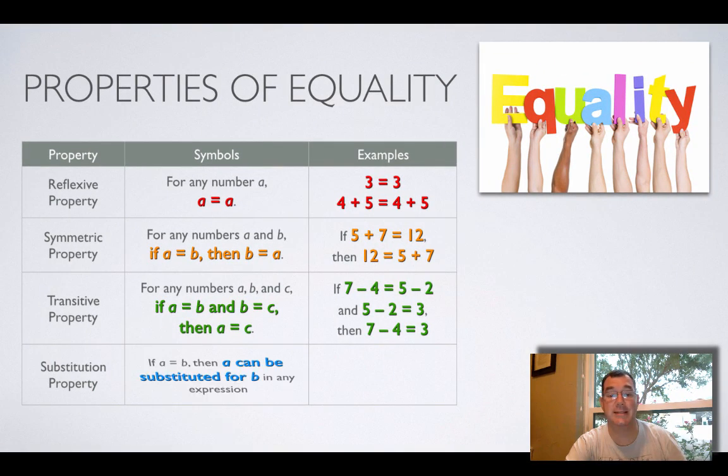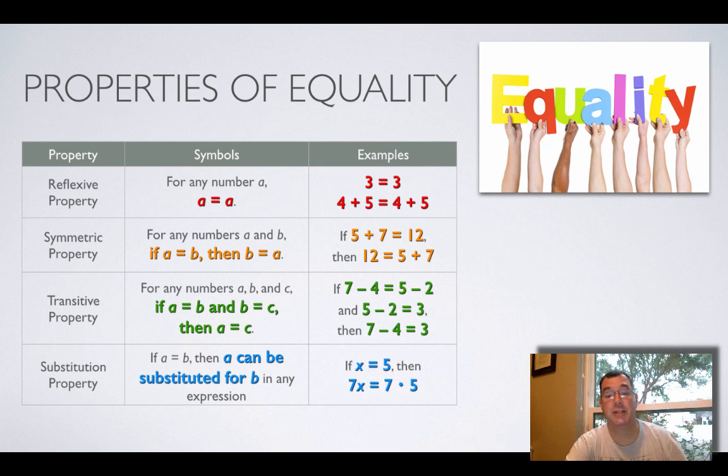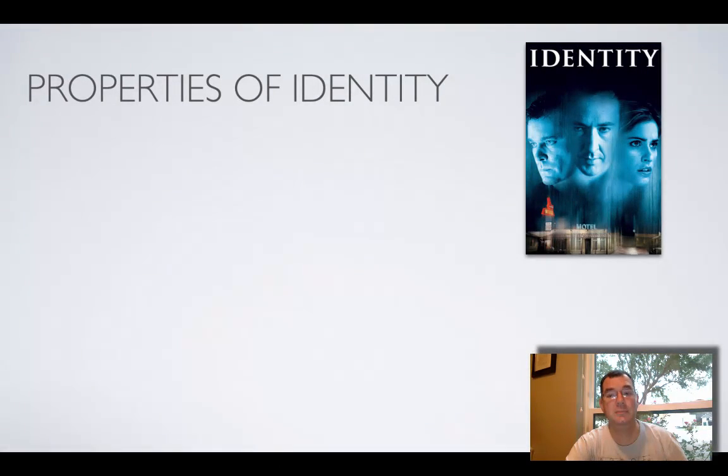And the last one is the substitution property. If I know that two things are equal to each other, then one of them can be substituted in for the other in any expression that I want. So if x is equal to 5, then I know that 7 times x is equal to 7 times 5. X and 5 in that case would be interchangeable. They can be replaced with each other whenever you want. That's the substitution property. Then we have properties of identity.